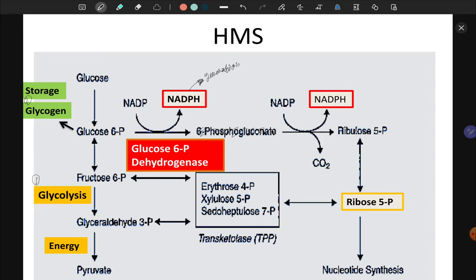Anyway, 6-phosphogluconate is converted by an enzyme to ribulose 5-phosphate. The enzyme names are not important to remember. The second step also produces NADPH in the hexose monophosphate shunt. Then ribulose 5-phosphate is converted to ribose 5-phosphate and then goes to nucleotide synthesis.